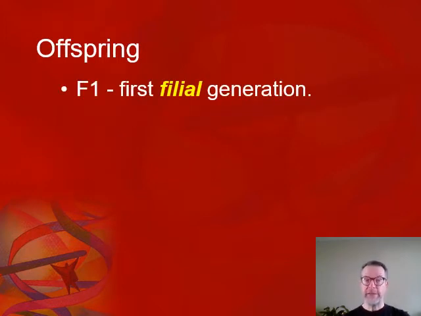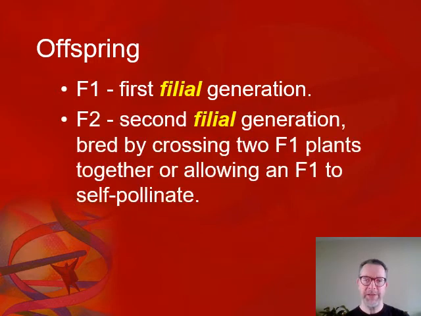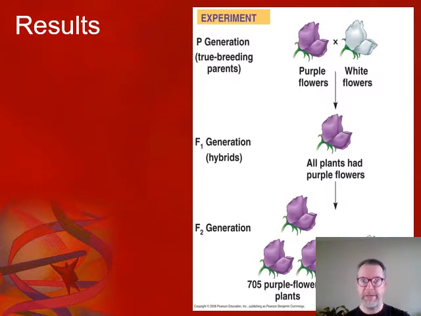F1 is the first filial. If any French people out there remember the word for son, fils, F-I-L-S. The F2 is the second filial generation, which basically would be your grandkids. You have parents, children, and grandchildren. Those are your 3 generations that for the most part we'll be talking about.